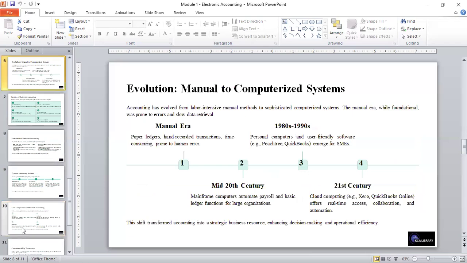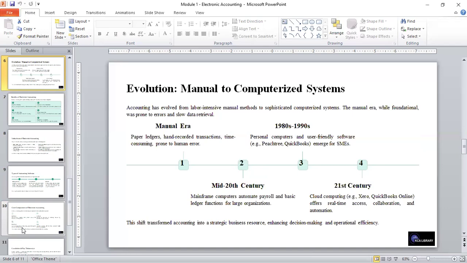Looking at the evolution of electronic accounting, we can see the movement from a manual system to the computerized system. And when we talk about that, accounting has evolved from labor-intensive manual methods to a sophisticated computerized system. The manual era, while fundamental, was prone to error and slow data retrieval, and we actually have the evolution divided into four different phases or periods.